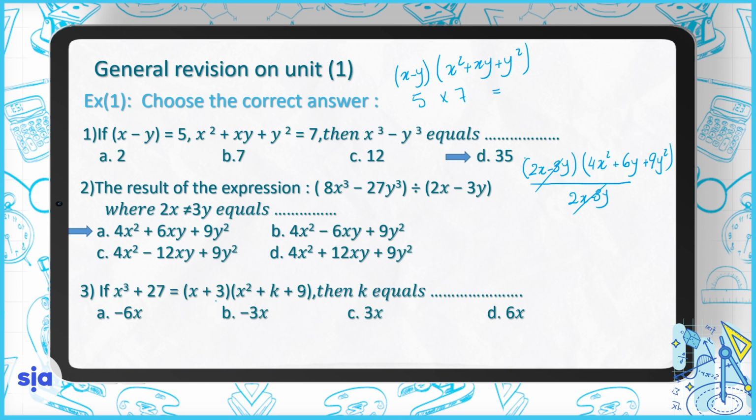Question 3. If x power 3 plus 27 equals x plus 3 multiplied by x squared plus k minus 9, then what is the value of k? We know that this term we get as the opposite sign of this bracket, so it's minus, and then x times 3, which is negative 3x.